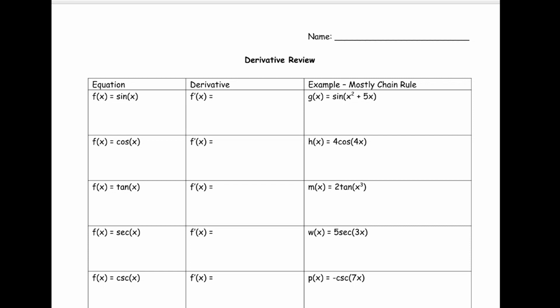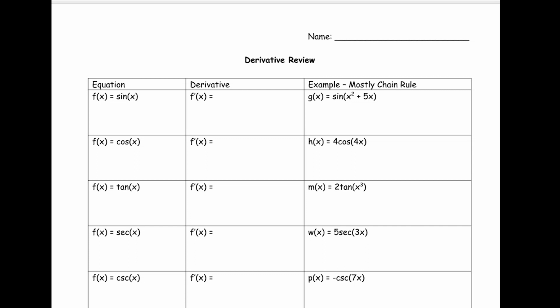Today we just took a step back and reviewed all of the derivatives that you need to know and did a little practice with them. We also practiced a bunch of multiple choice questions in class that I'll record on a separate video. But let's go through all the derivatives that you need to know and do one example problem, mostly involving the chain rule, for each one.